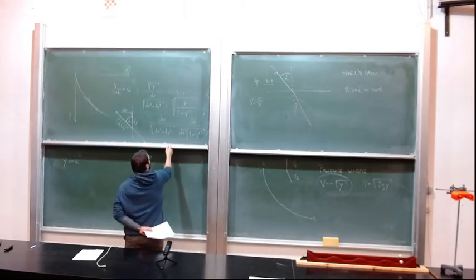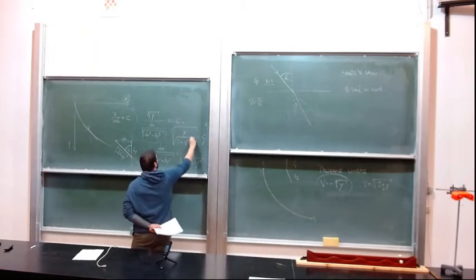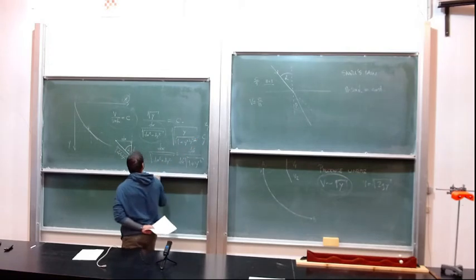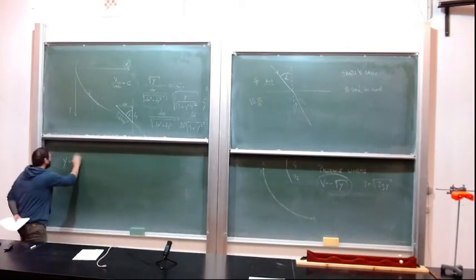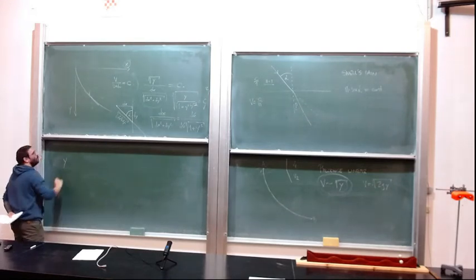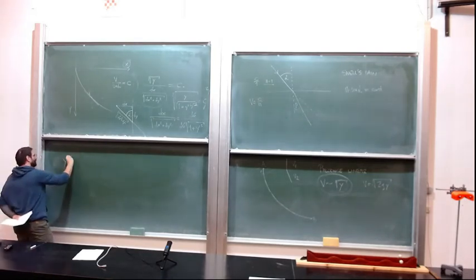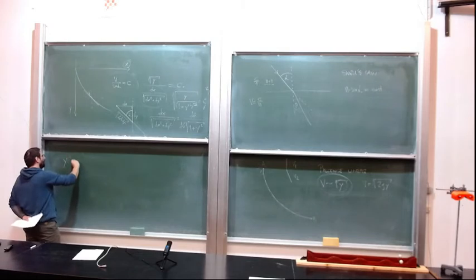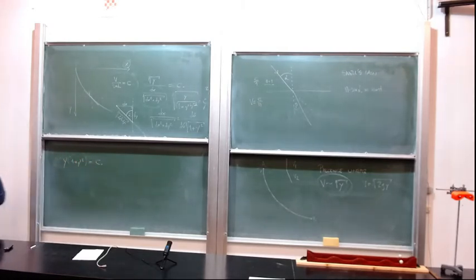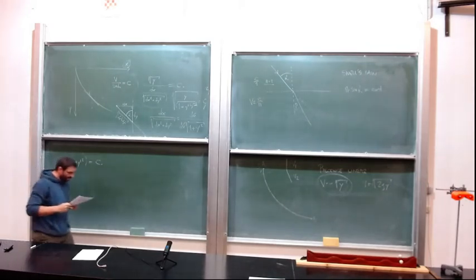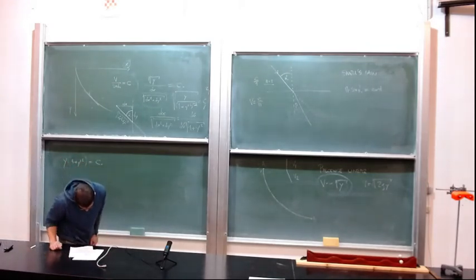So this is like this. Okay, so we have y times 1 plus y prime squared equals a constant. Okay, again, the solution to this equation is the cycloid.